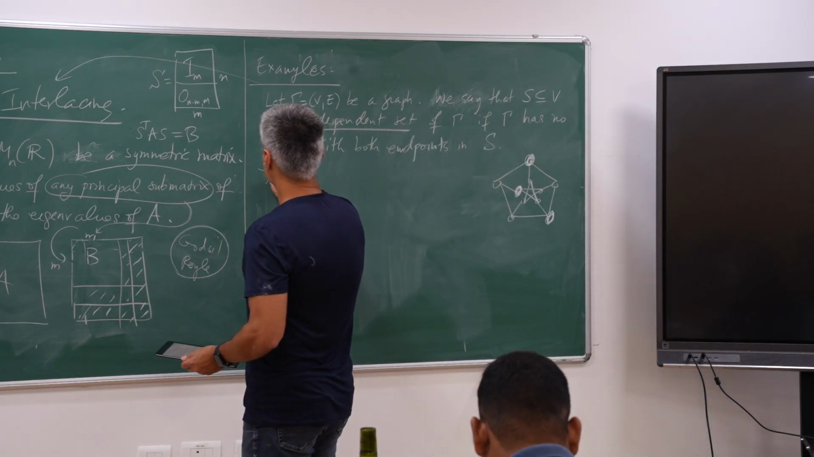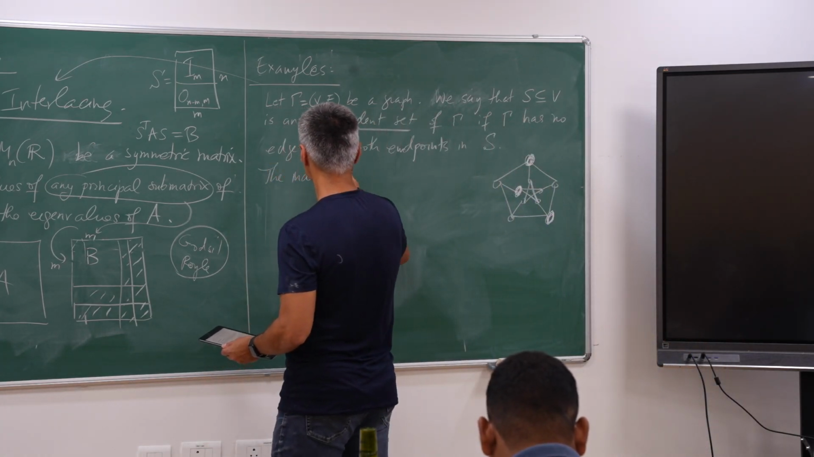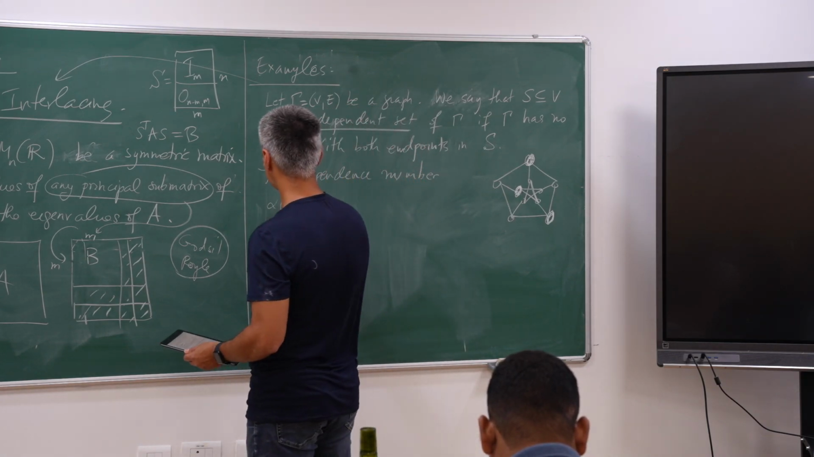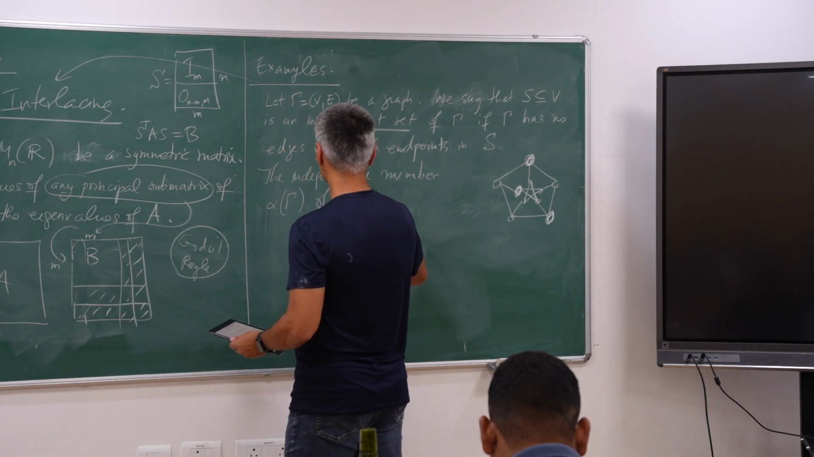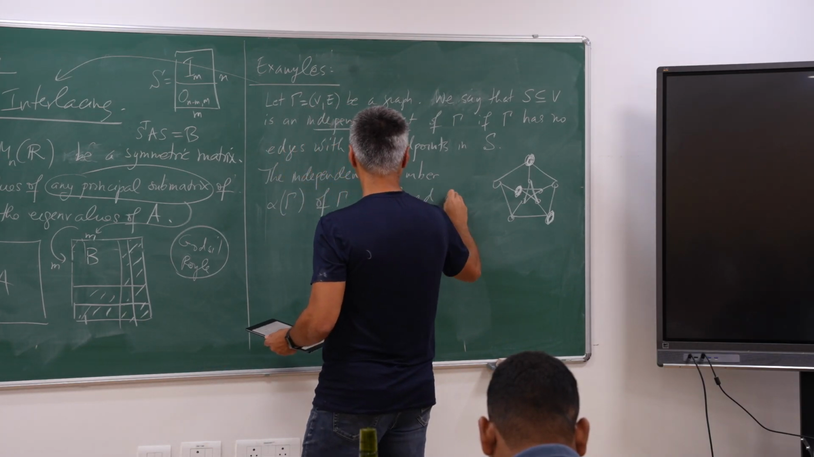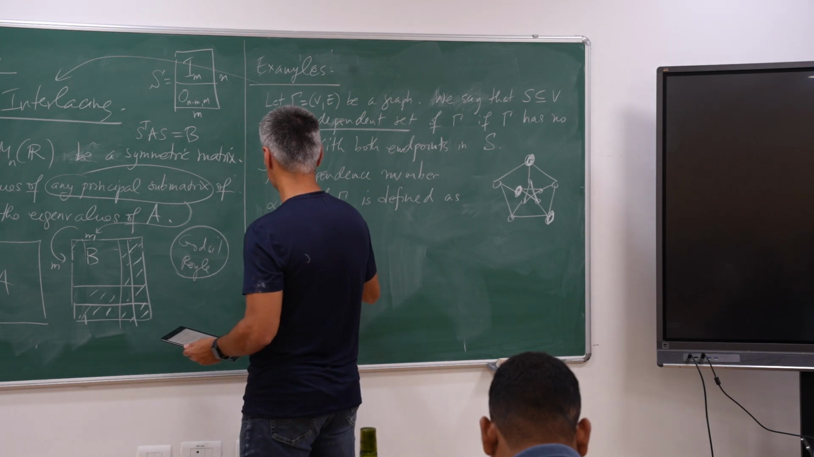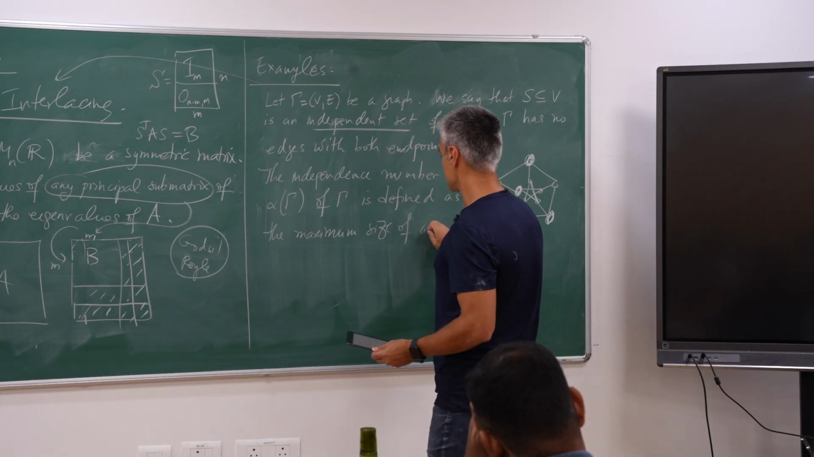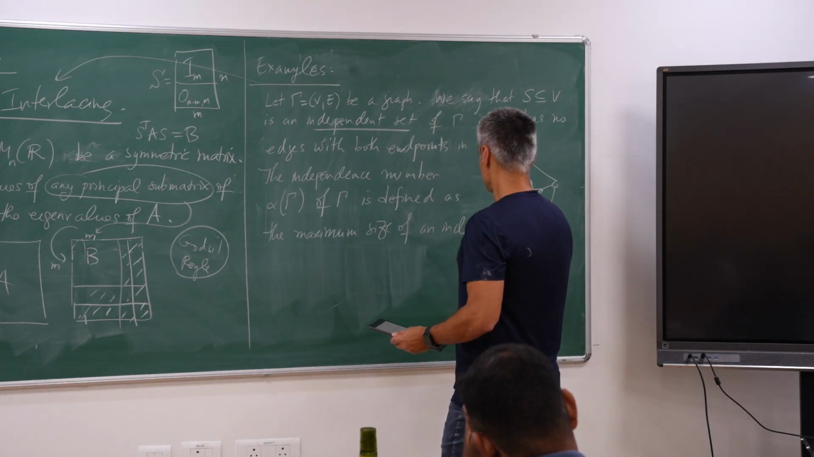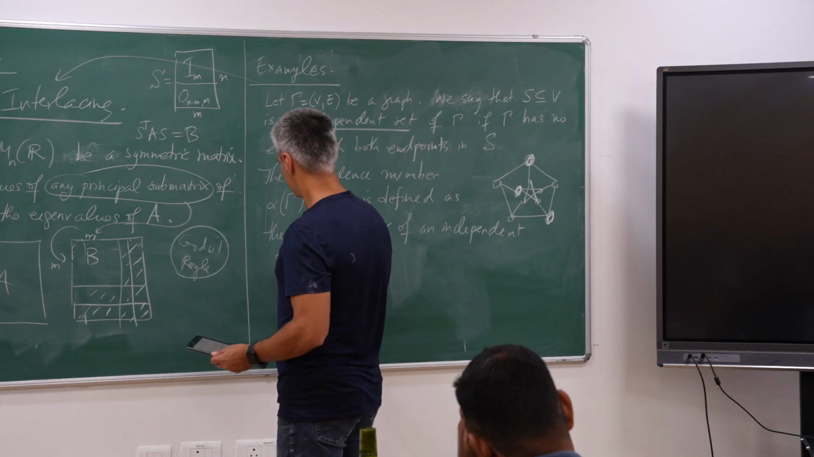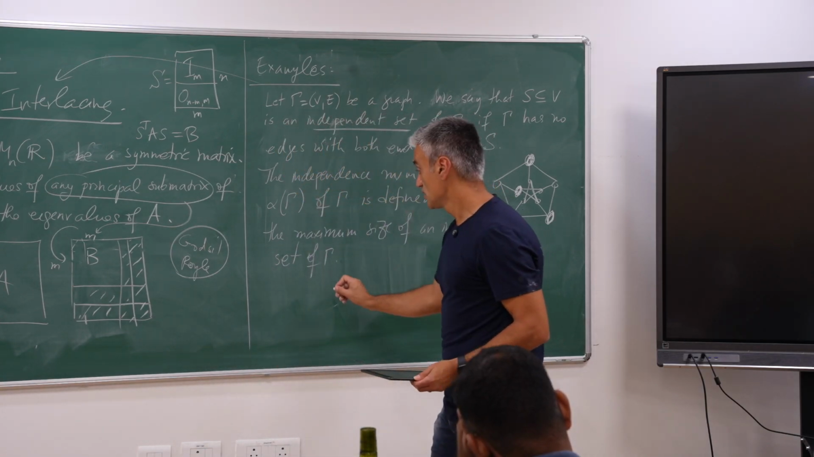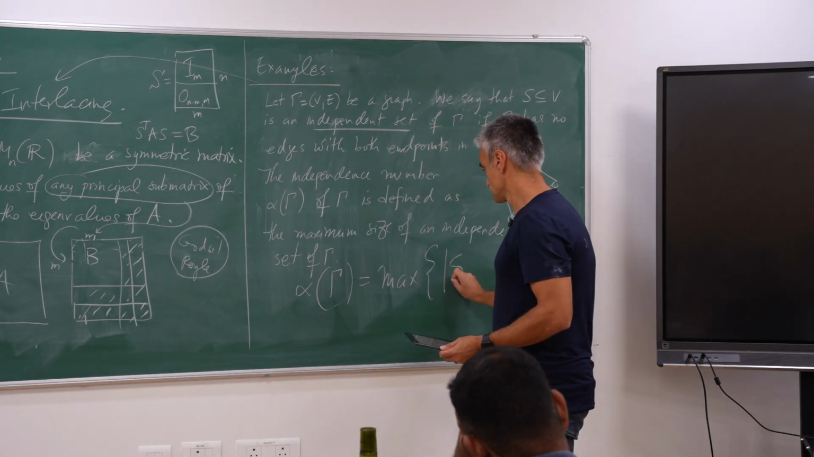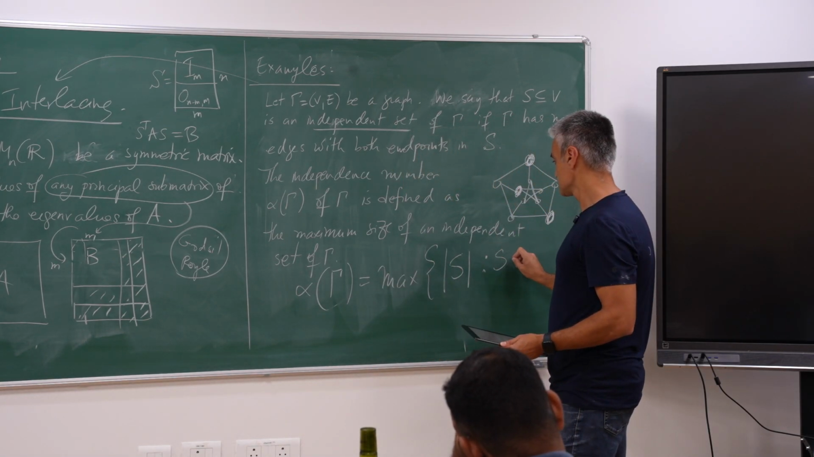Now, the independence number of a graph gamma, alpha of gamma, is defined as the maximum size of an independent set of gamma. So alpha of gamma is the max of the cardinality of S as an independent set.